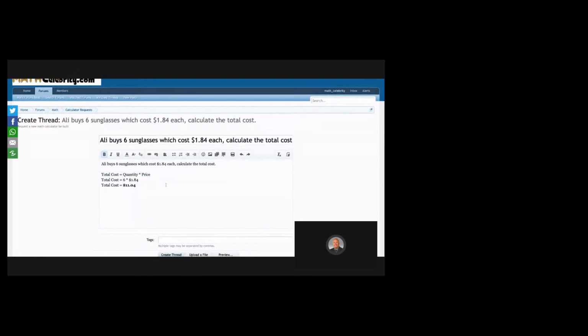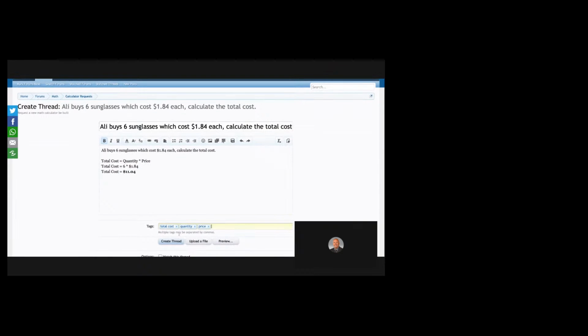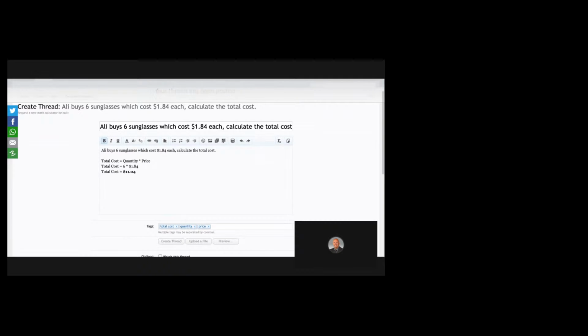Drill this formula into your head, because in pre-algebra and algebra, you're going to see this over and over and over again. Total cost equals quantity times price. That's how we get that one.